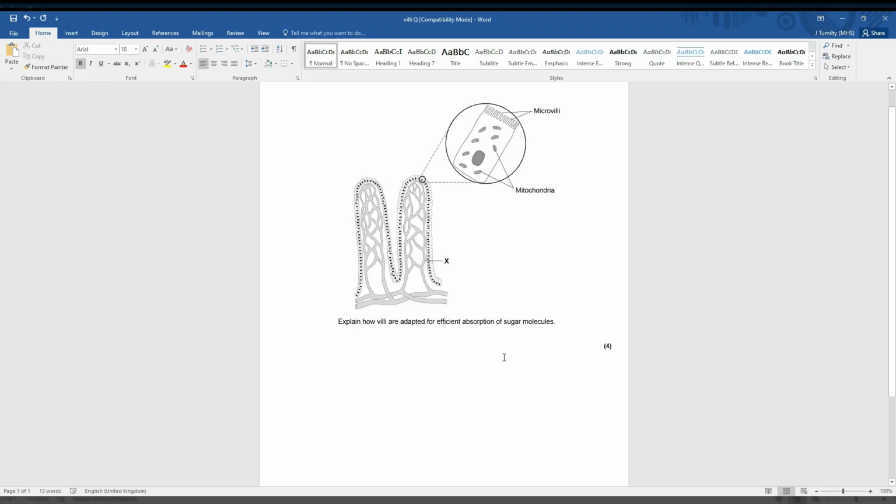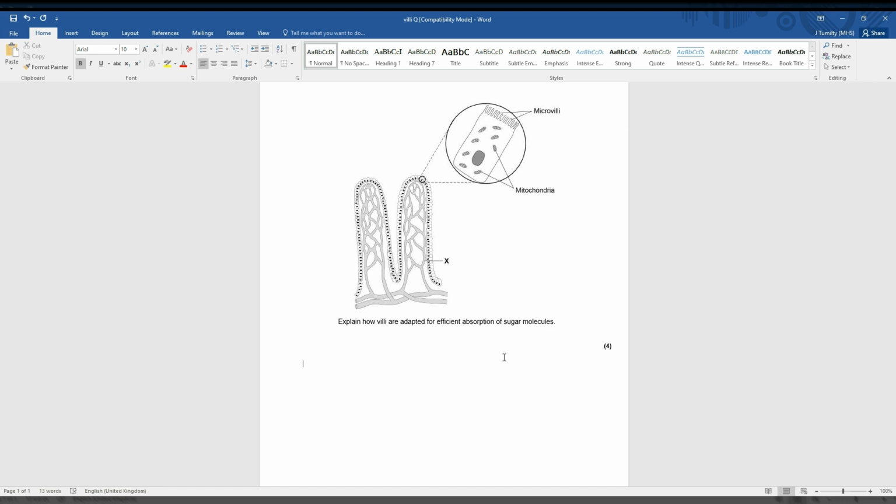Hi, today I'm going to take you through this type of question, which is quite simple in what it's asking you to do. We haven't got a lot of writing before it, we've just got a diagram, and the question simply asks, explain how villi are adapted for efficient absorption of sugar molecules. Okay, and this is worth 4 marks.